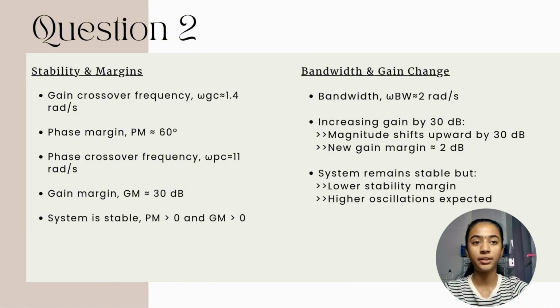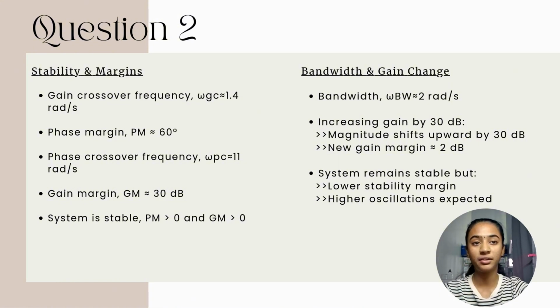From the Bode plot, the gain crossover frequency occurs at approximately 1.4 radians per second, giving a phase margin of about 60 degrees. The phase crossover frequency occurs at around 11 radians per second, resulting in a gain margin of approximately 30 decibels. Since both margins are positive, the closed-loop system is stable. The system bandwidth is approximately 2 radians per second.